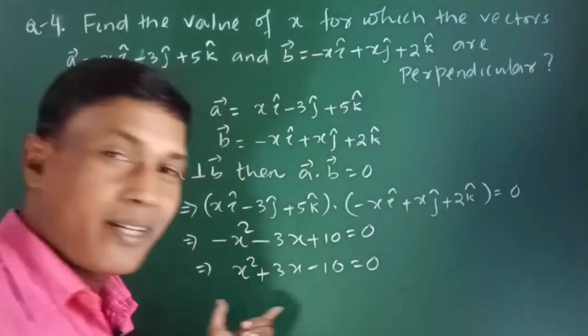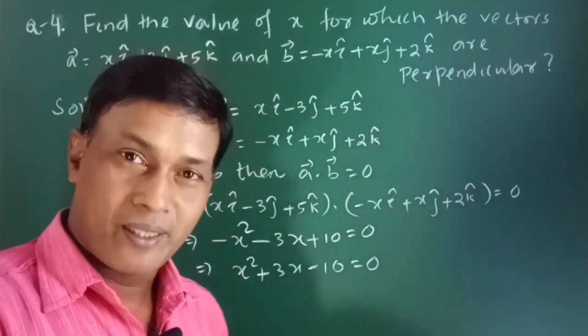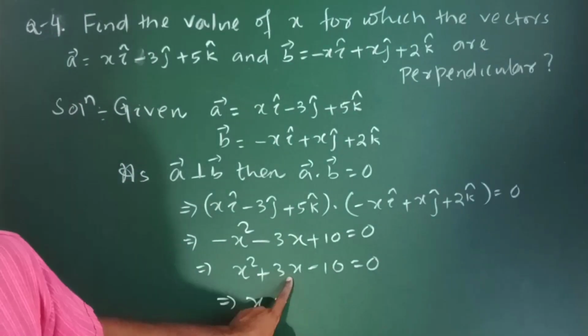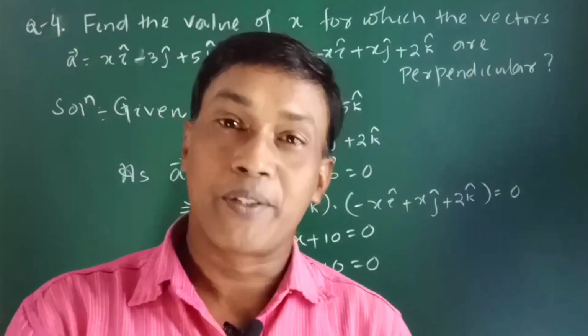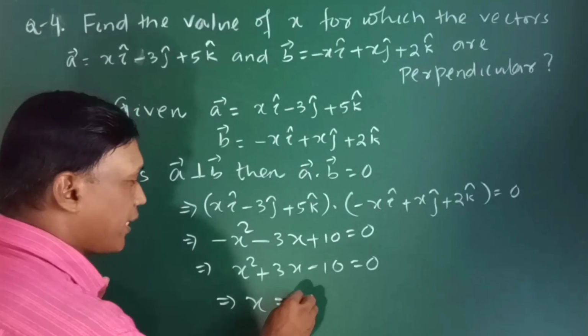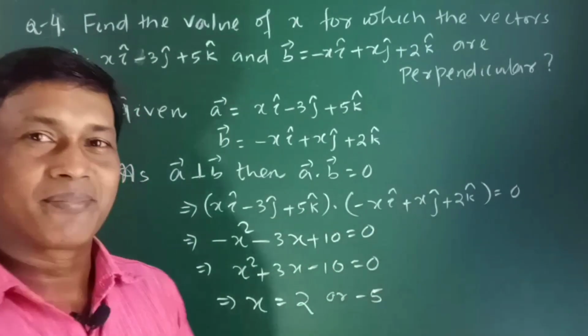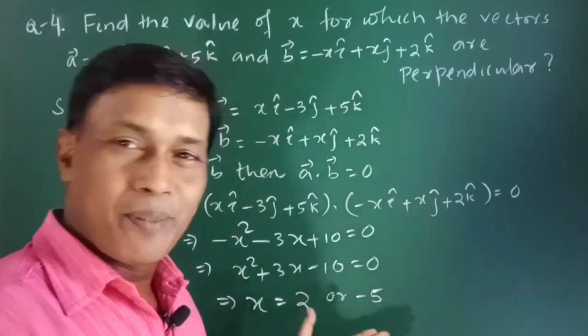So you can easily solve this, and if you solve this, you will find two values of x, and the two values are x is equal to 2 or minus 5. So you can easily find these two values.